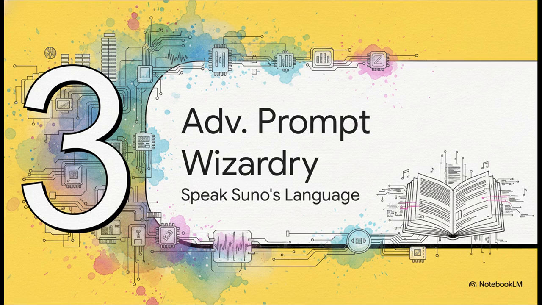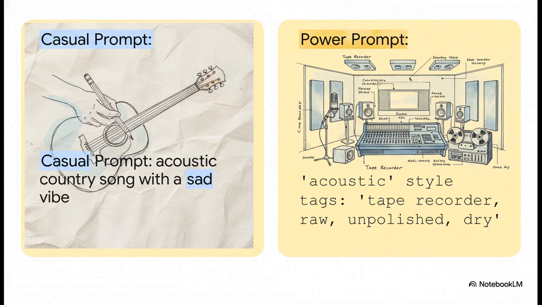So, unlocking Max Mode gives you this amazing, high-quality canvas. But now you have to learn how to paint on it, right? The next level of control comes from ditching those simple, casual prompts and learning to speak Suno's native language, which, it turns out, is less like poetry and a lot more like technical metadata. And this just illustrates the difference perfectly. On the left, you've got your typical casual prompt. It gives Suno a ton of room to guess what you mean. But on the right, that's a power prompt.